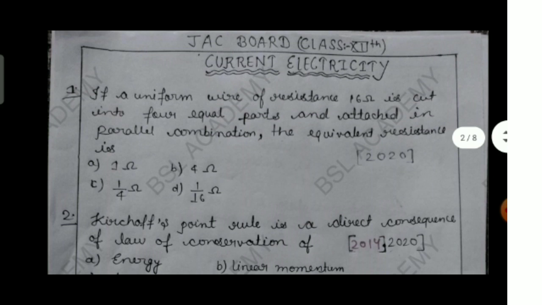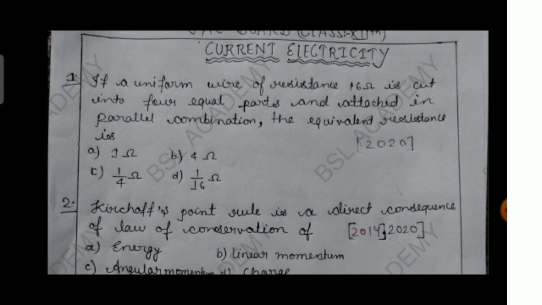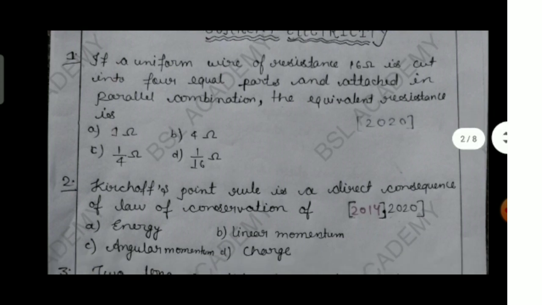So start with this chapter, and the first question is here in front of you. If a uniform wire of resistance 16 ohm is cut into 4 equal parts and attached in parallel combination, the equivalent resistance is: option A 1 ohm, option B 4 ohm, option C 1 by 4 ohm, option D 1 by 16 ohm. This question is asked in 2020.